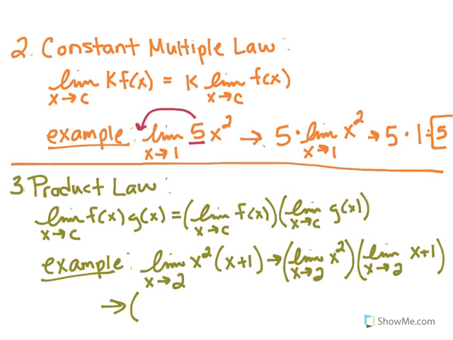So I'm going to go ahead and evaluate each of these individually. So for the first part, I have x squared, and I'm going to plug 2 into it. 2 squared is 4. And then we're going to evaluate the second one by direct substitution as well. So we plug 2 in for x and get 2 plus 1, which is 3. And these individual limits get multiplied together, giving us an overall limit of 12.